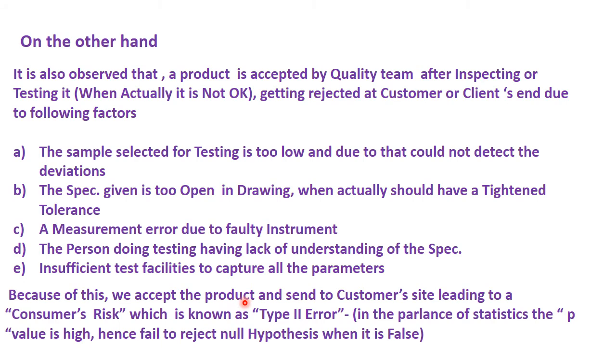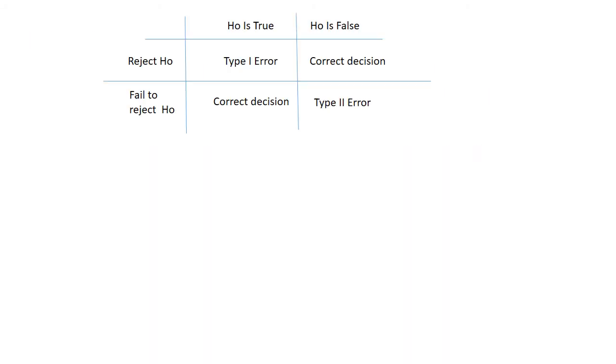Because of this, we accept the product and send it to the customer site, leading to a consumer's risk, which is known as type 2 error. In statistical language, it is called the p-value is high, hence fail to reject the null hypothesis when it is false.